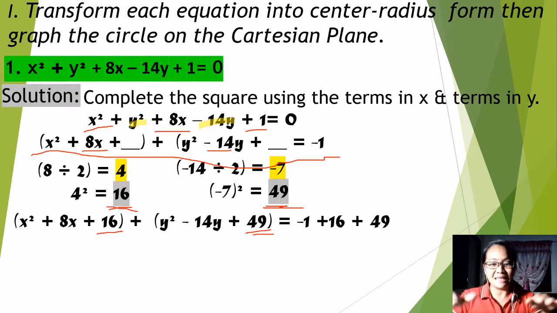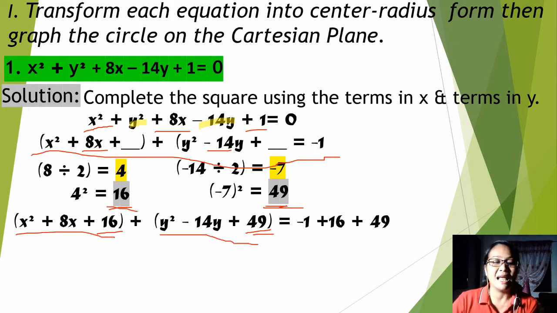Para balance sila, equal. Okay, so kung ano yung binigay mo sa kabila, ganun din dapat ang ibigay mo sa kabila. Patas lang. Okay, so next ay ifa-factor out na natin ang mga to. I-factor natin ang in terms of x, factor natin ang in terms of y. And then, i-perform natin ang operation ng mga constant natin.